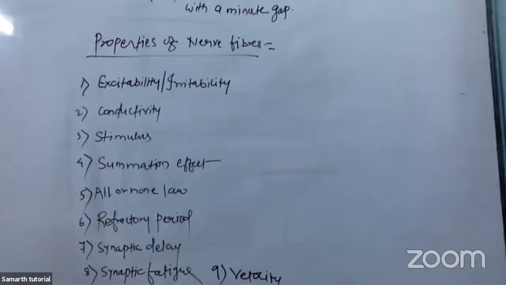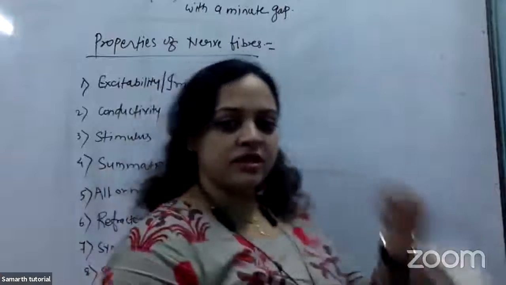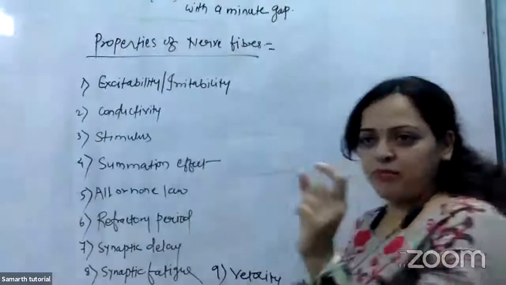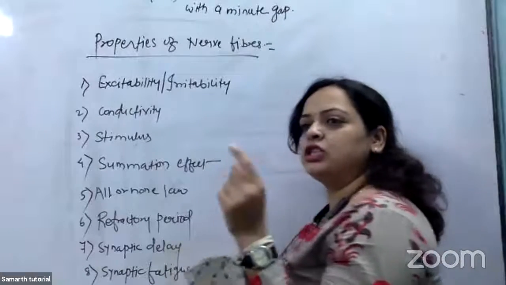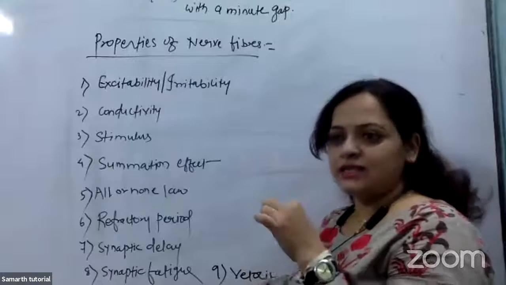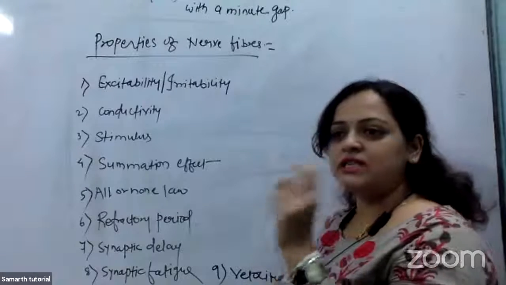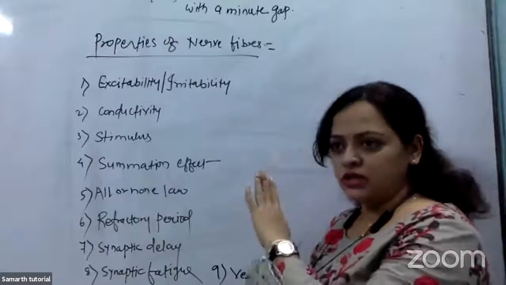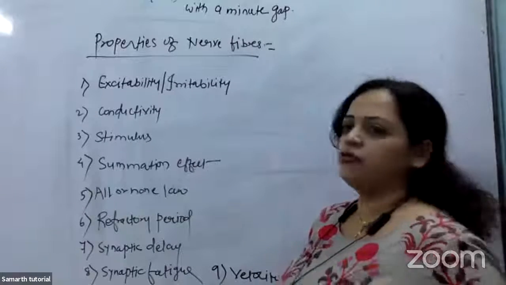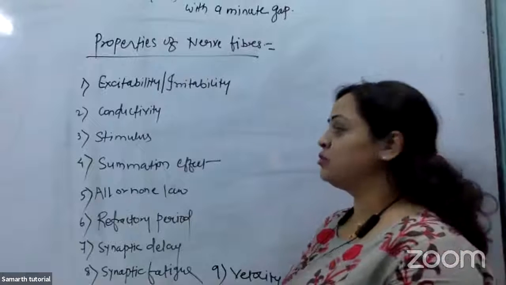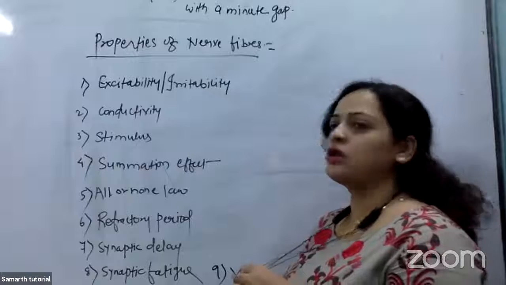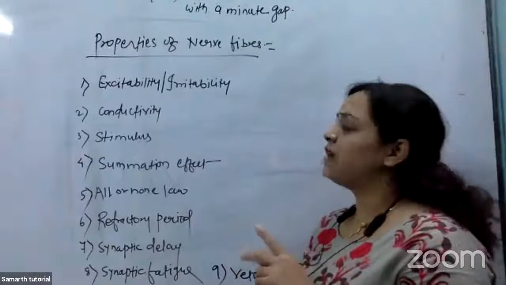Synapse, again, we have already seen what is synapse. Synapse is nothing but the gap present at the junction of the two nerve cells. Okay, and in that synapse, the neurotransmitters are secreted to carry out the impulse. Now, next is the properties of the nerve fibers. Yes, again, this is the most likely question. Explain or list the properties of the nerve fibers.